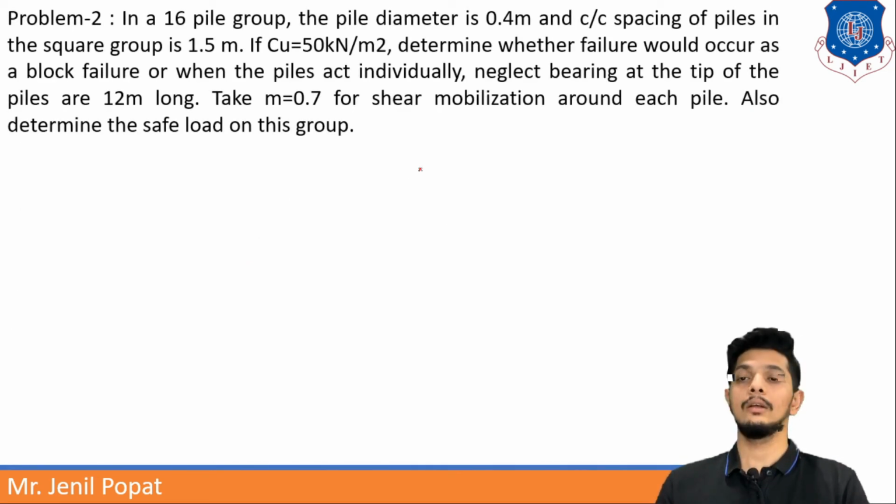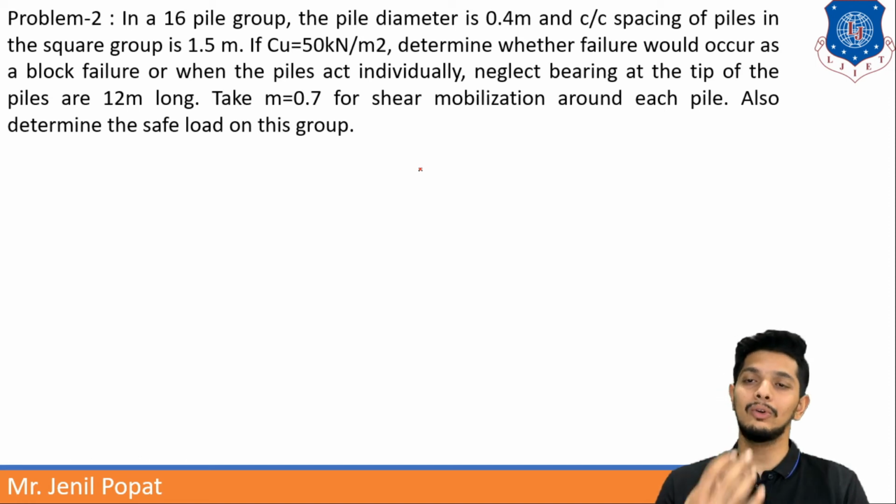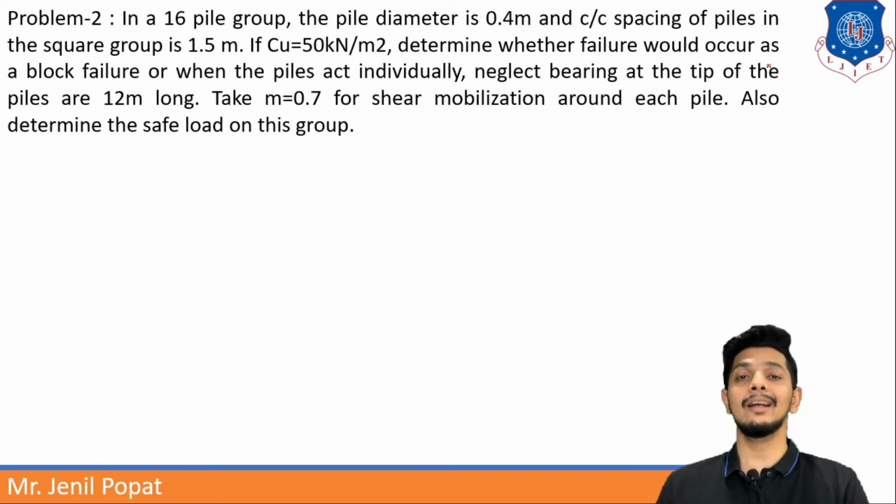Problem 2. In a 16 pile group, so there are 16 piles in a group. The pile diameter is given as 0.4 meter, and the center to center spacing of piles is in a square shape. So piles are in a square shape, so 4 cross 4 must be there, and spacing is given as 1.5 meter. Cohesion C is given as 50 kN per meter square. Determine whether failure would occur as a block or when the piles act individually. So when will the failure occur, or when is the load lesser, if it is individual piles or a pile group. Moving forward, neglect bearing at the tip of the pile.